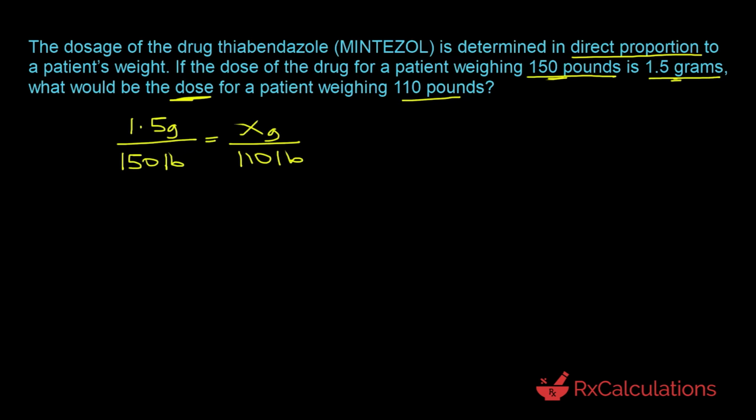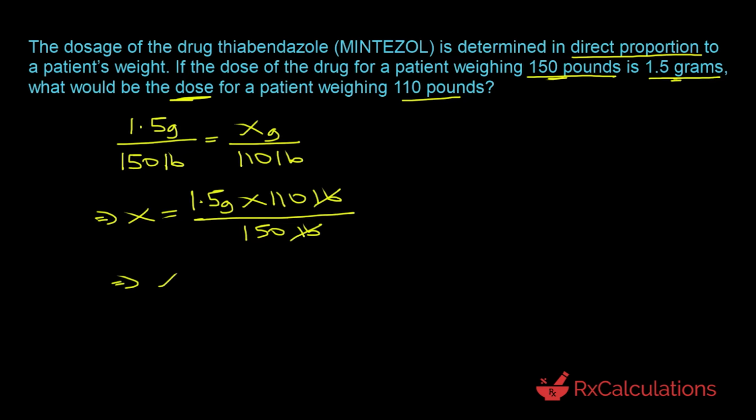So now that we have a proportion, we can go ahead and solve for x. X is going to be equal to the product of the extremes divided by the other mean value that is left. What that means is x is going to be equal to 1.5 grams times 110 pounds divided by 150 pounds. Pounds cancel out, and this would imply that x is going to be equal to 1.1 grams.